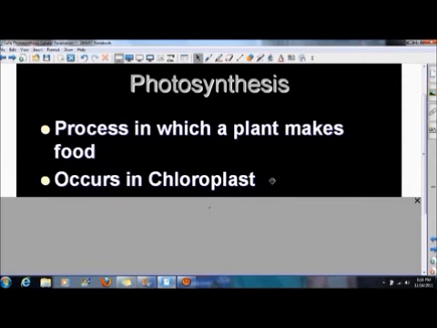Remember, plants have an additional part that animal cells do not, and that's called the chloroplast, and that's where this happens. So photosynthesis occurs in the chloroplast. The chloroplast is also the structure that contains chlorophyll, which is what gives plants their green color.